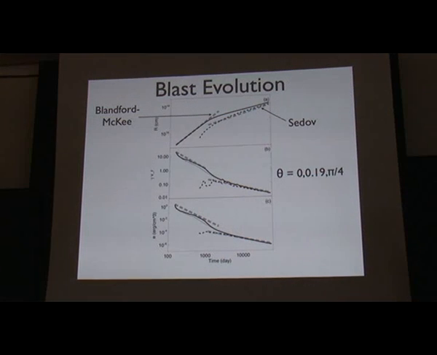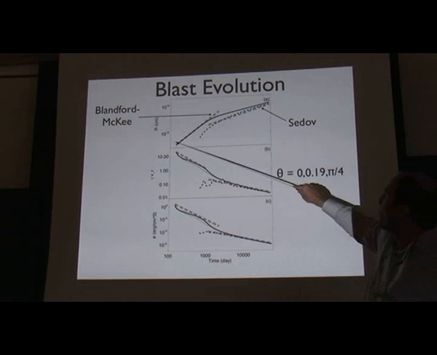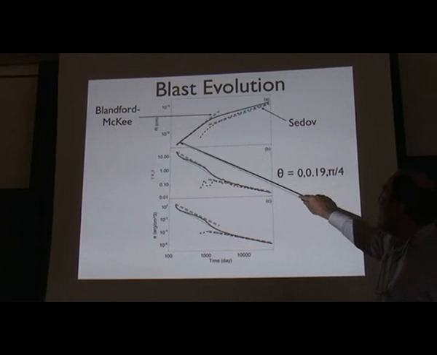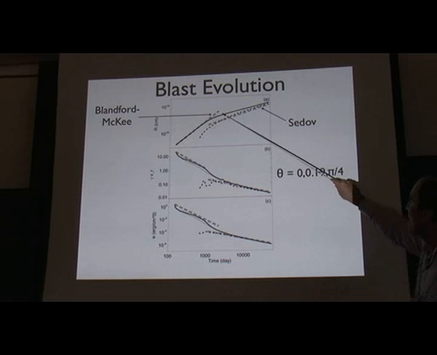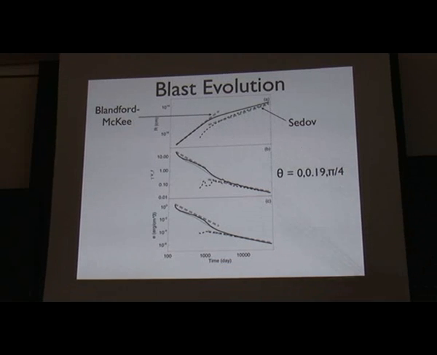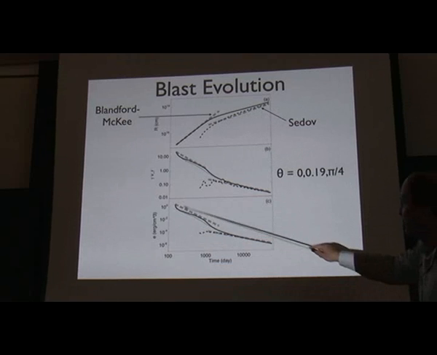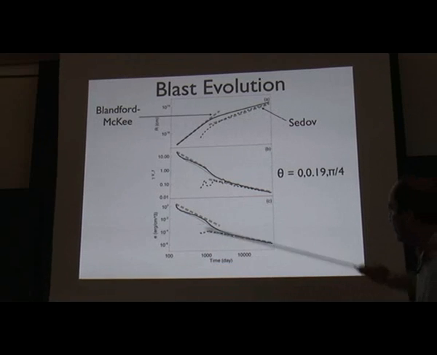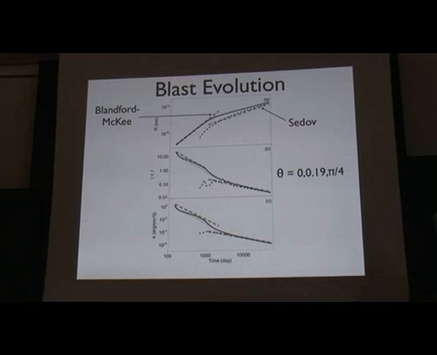And we can compare our solution to the exact solutions. So here we have the Blandford-McKee solution, which we match initially, and then these are at different angles. This is on axis, and this is at pi over 4. And then eventually we converge onto the Sedov solution, especially for the energy density in the gas. It starts off Blandford-McKee and becomes Sedov at late times.